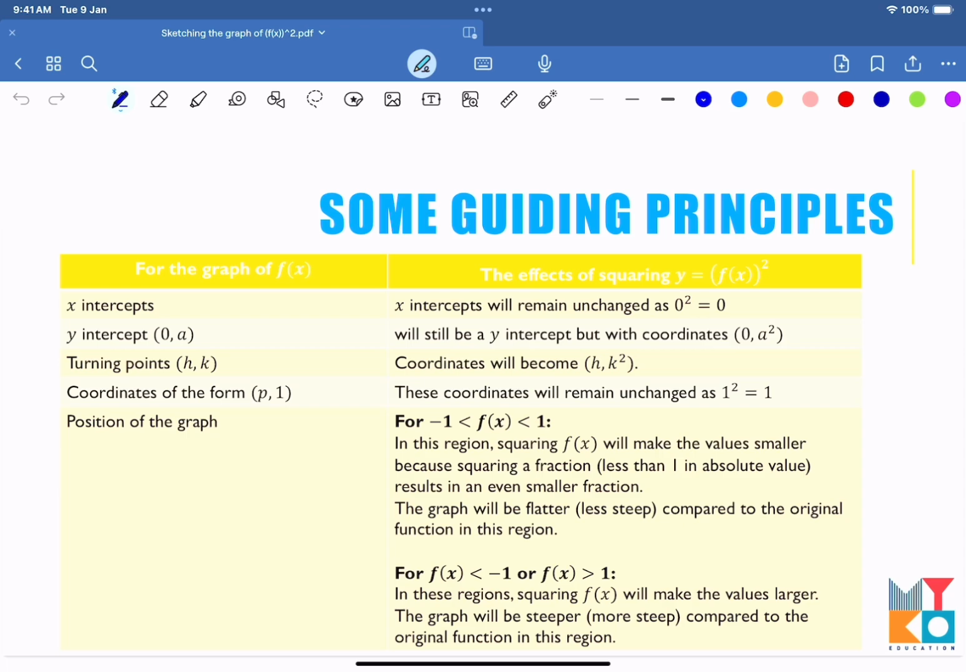Whereas if you look outside of this region, when f of x is less than -1 or when f of x is more than 1, the effect of squaring will make the values larger. For example, if you square 2, it's going to be 4. As a result, the graph will become steeper compared to the original graph itself. What we can do is use an example to look at how we can sketch it.